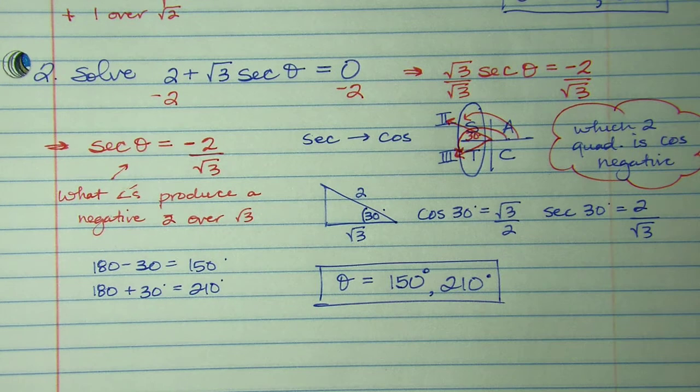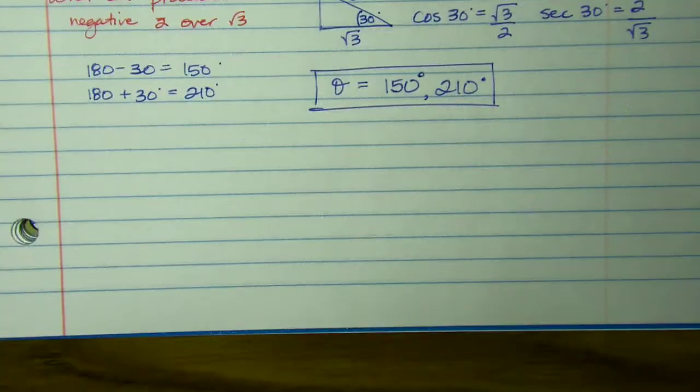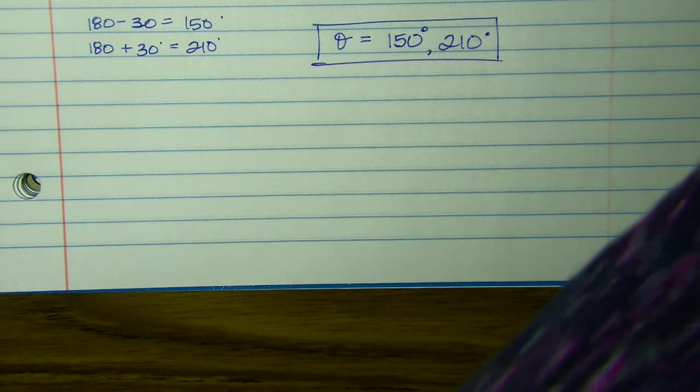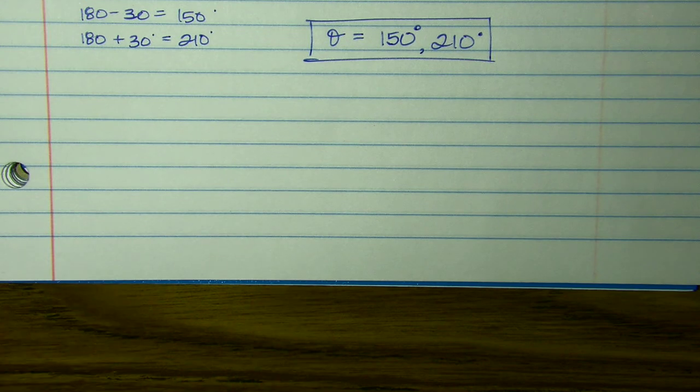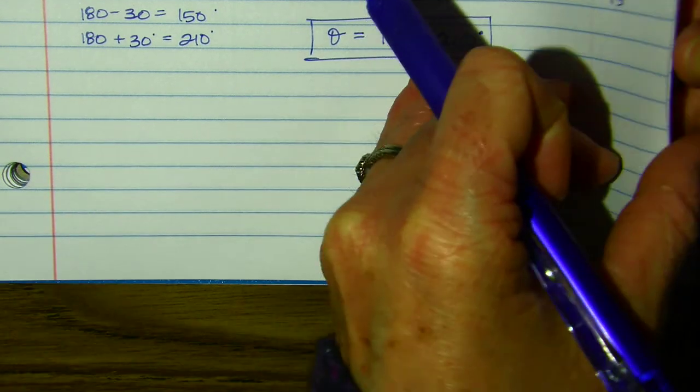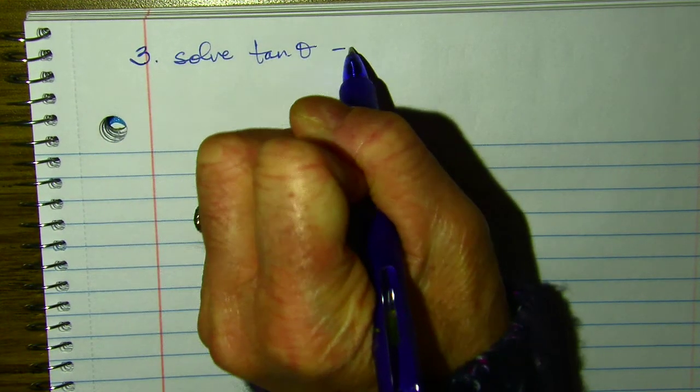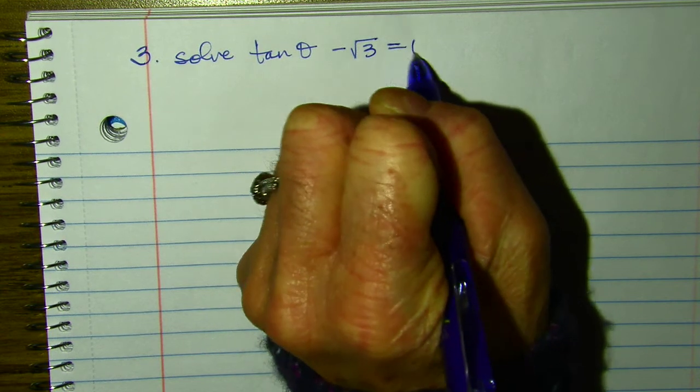So there's a lot of thinking, a lot of processing in these solving problems. All right, let's see if I have room for this next one. And you know what? I'm going to go ahead and move to the second page so I don't run out of room. All right, so number 3, solve the tangent of theta minus root 3 equals 0.